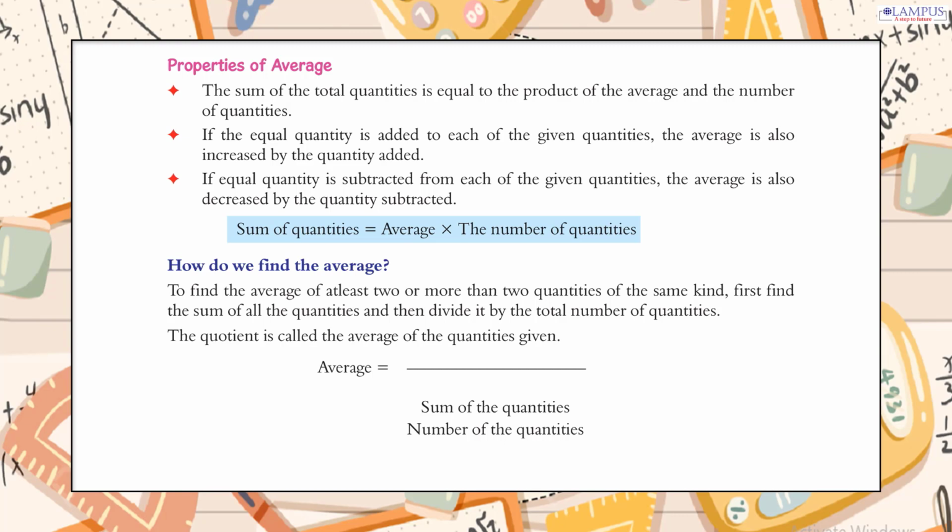How do we find the average? To find the average of two or more quantities of the same kind, first find the sum of all the quantities and then divide it by the total number of quantities. The quotient is called the average of the quantities given. Average equals sum of the quantities divided by the number of the quantities.